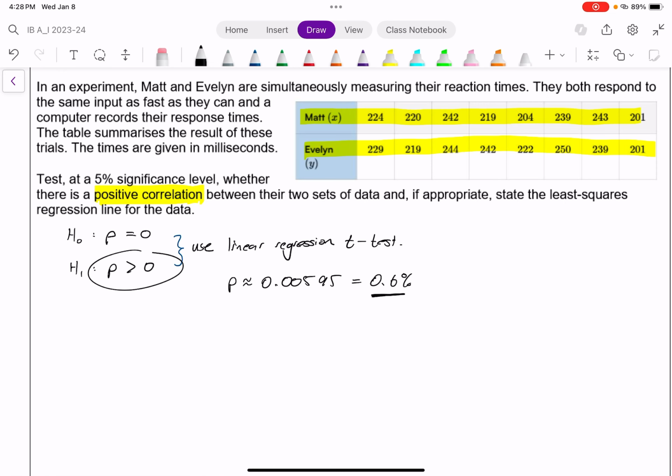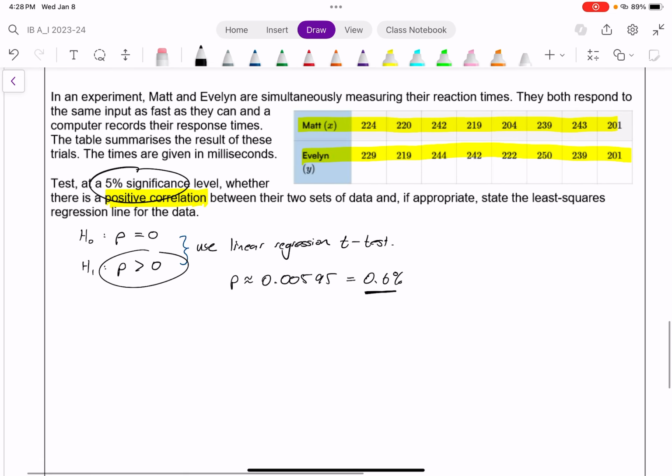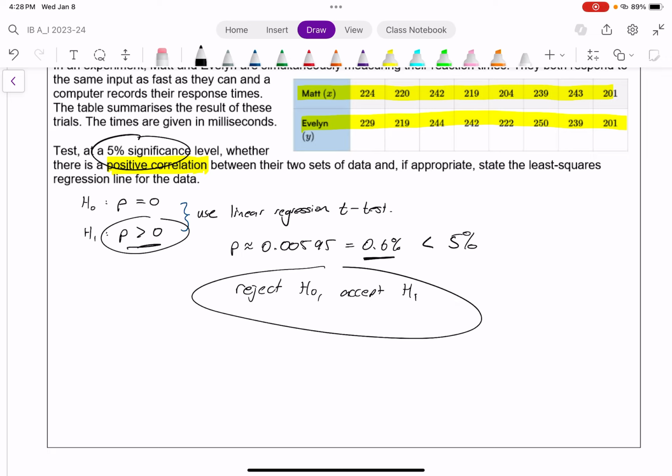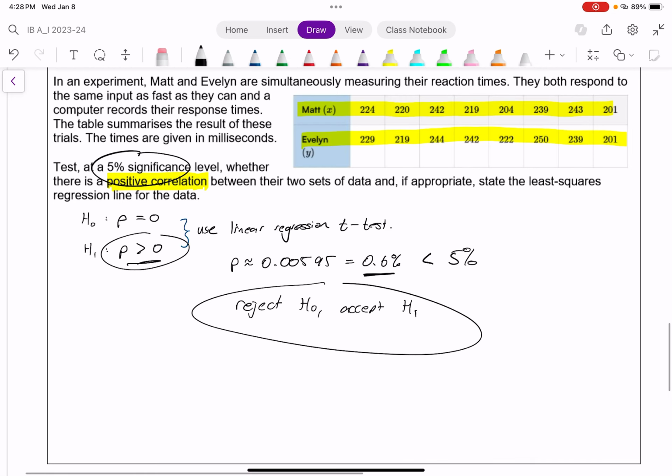That's a pretty small probability, and it's far smaller than our significance level. This is far smaller than 5%. And so that means we can reject H0 and accept H1. There does seem to be a good statistical basis to say that not only is the sample showing a positive correlation, but that there probably really is a positive correlation in the population. So we are going to accept this test here.